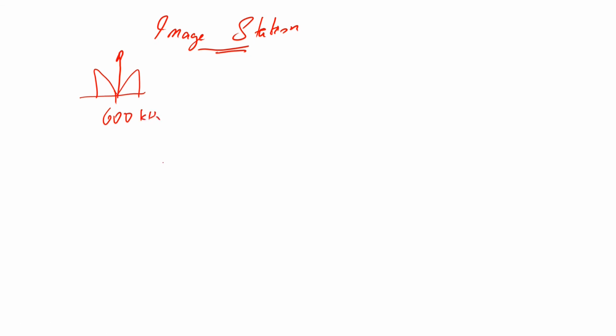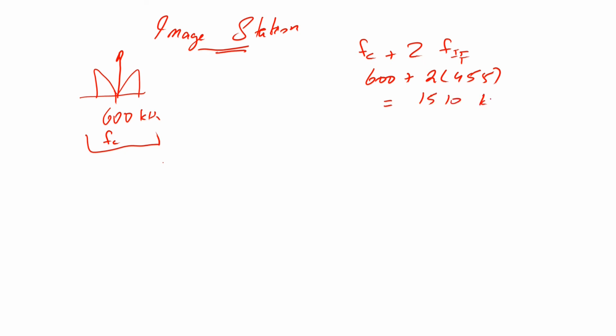So presently the image station for the station that we have tuned to, so we have tuned to a station at 600 kilohertz, right? So this is our Fc. So what is the image station linked with this station? That image station is Fc plus 2 times FIF, right? That is 600 plus 2 into 455, and this is nothing but 1510 kilohertz. This is our image station.